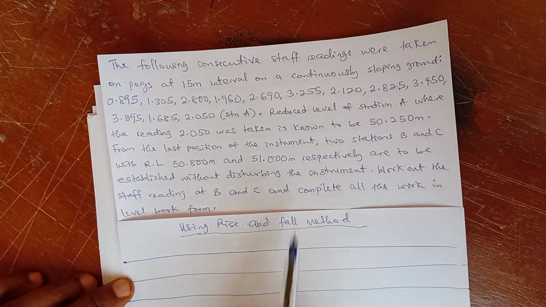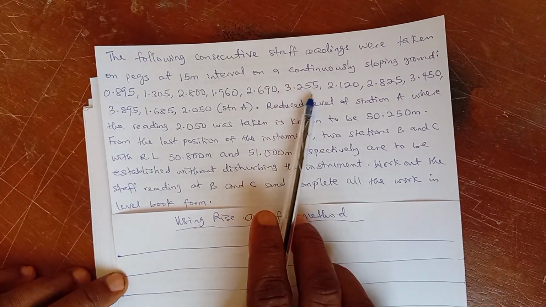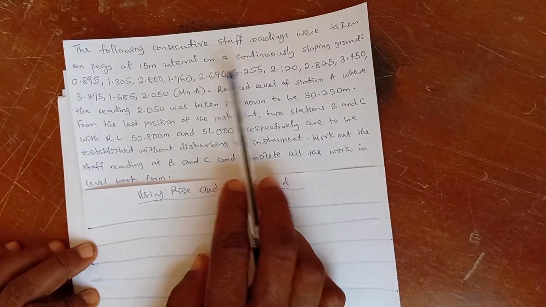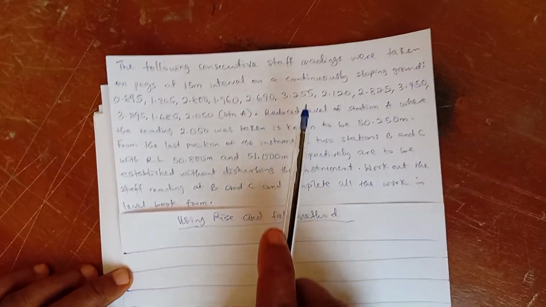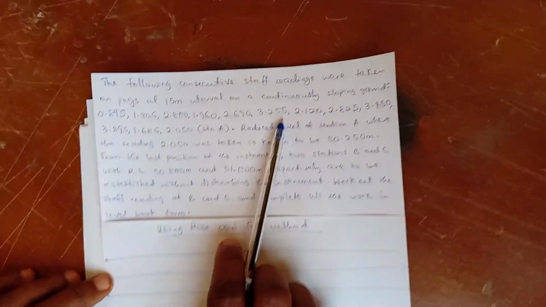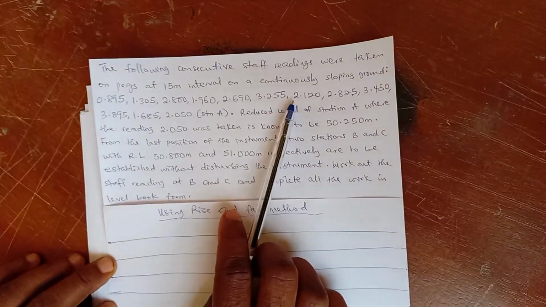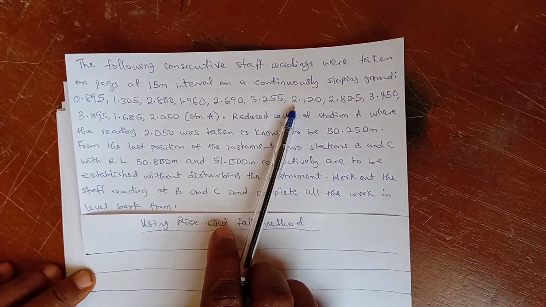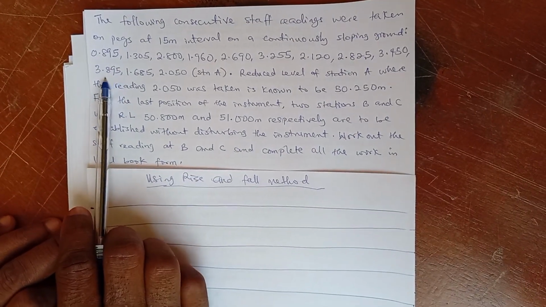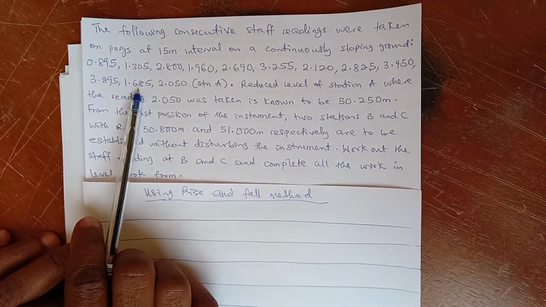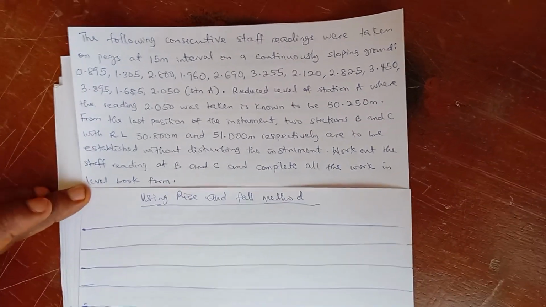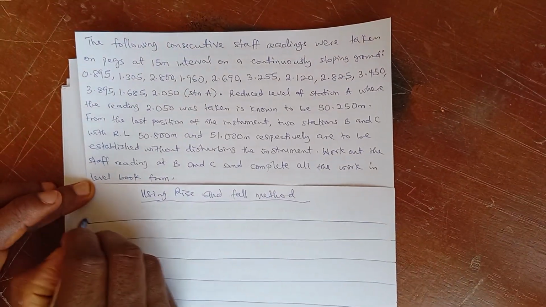Then we continue again till we got to 3.255. You see the next reading is 2.120. That's just another change of instrument position. Then 3.255 is foresight, while 2.120 is a backsight. We continue again till we have 3.895 as foresight, 1.685 as backsight. Alright, so let's prepare our field book.